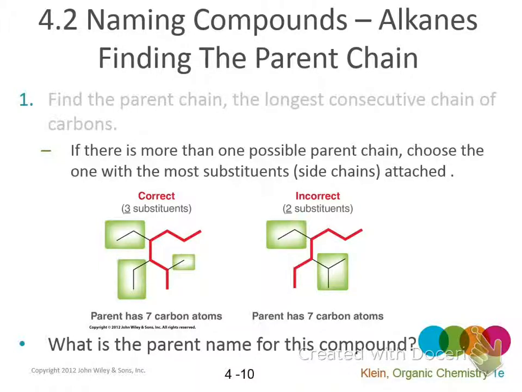So what's the parent chain name? It's a heptane. Right? 1, 2, 3, 4, 5, 6, 7. Which end would I number it from? Bottom. So if I were going to number this one, I would put a 1 here, and then this would be 7 over here. So this is 2, 3, 4.